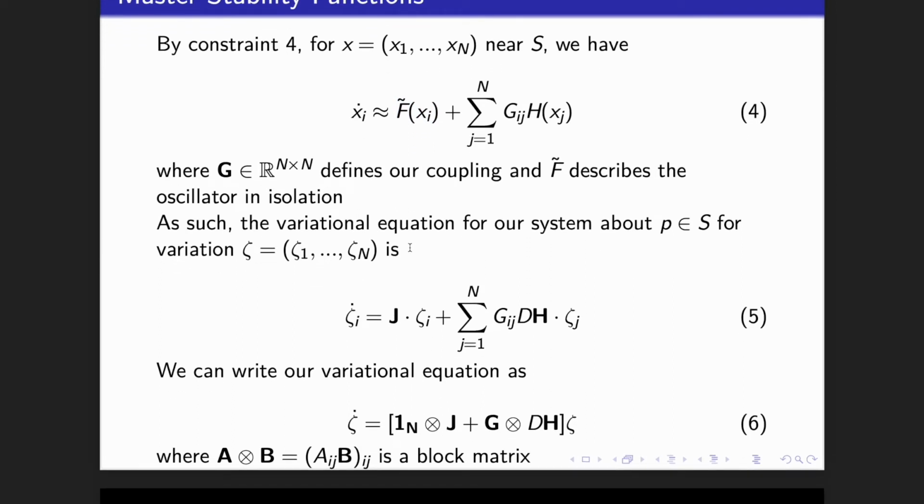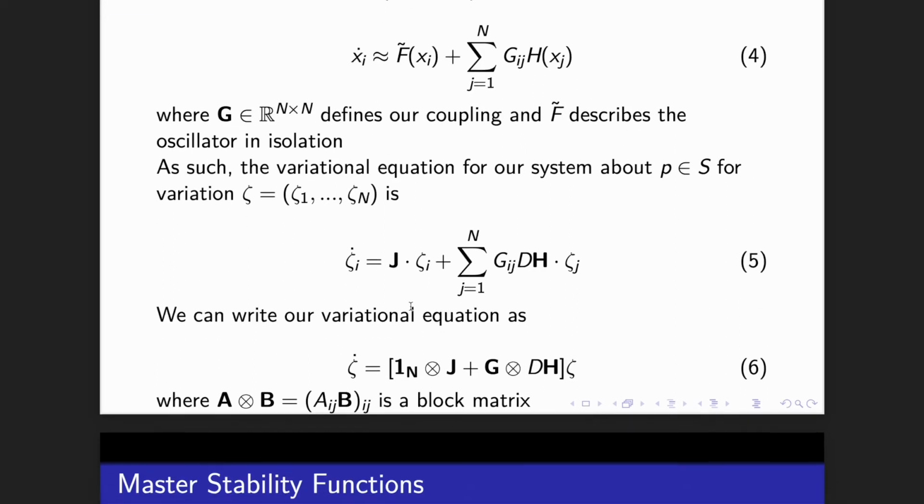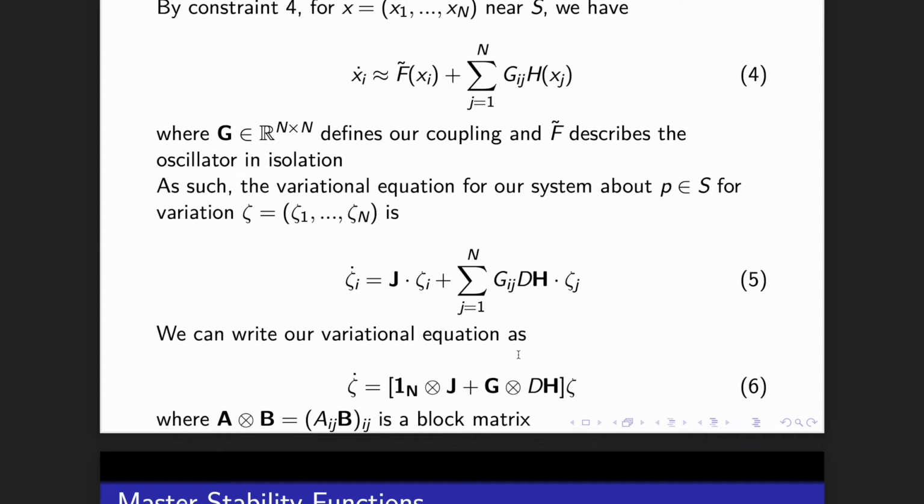And as such, we can write the variational equation for our system in the following form, where this is the Jacobian of h evaluated at x_1, which is the same as x_n, and J is the Jacobian of this f tilde evaluated at x_1. And we can write our variational equation in the following form for convenience, where this is just a way of writing block matrices.